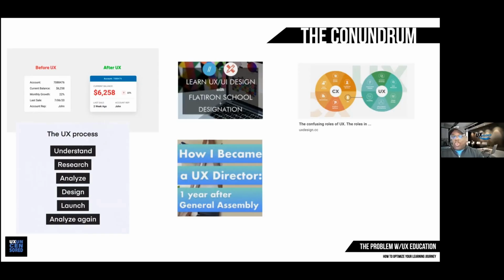So, and that's one of the reasons why I included this. This image, this message, this educational asset, if you will, is painting a picture that you can rise up the ranks in UX with little to no experience. On one hand, it's true, it's happening.